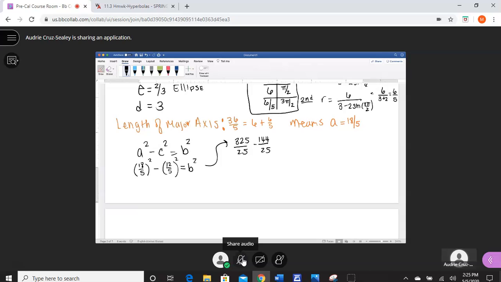Did I get that wrong? Is 18 squared 324? Yeah, okay. And then what is 324 minus 144? 180. So then this gives me 180 over 25.